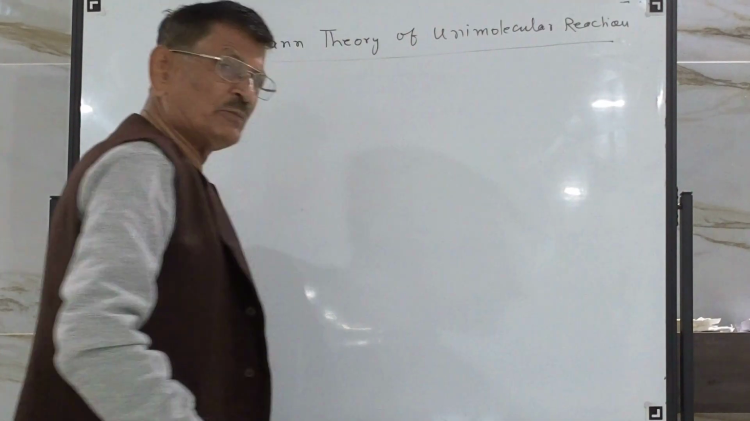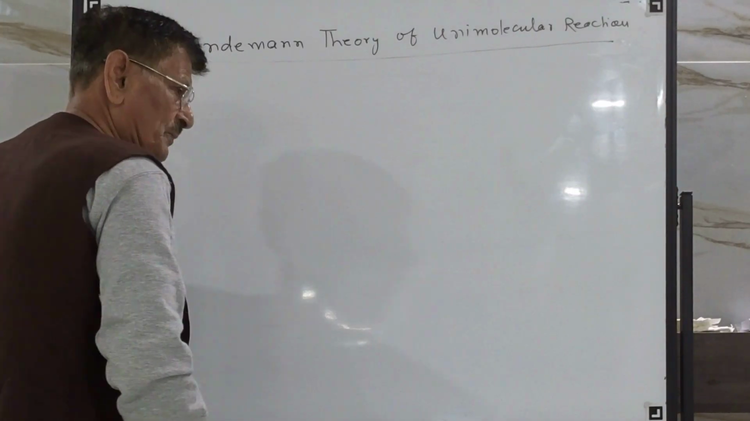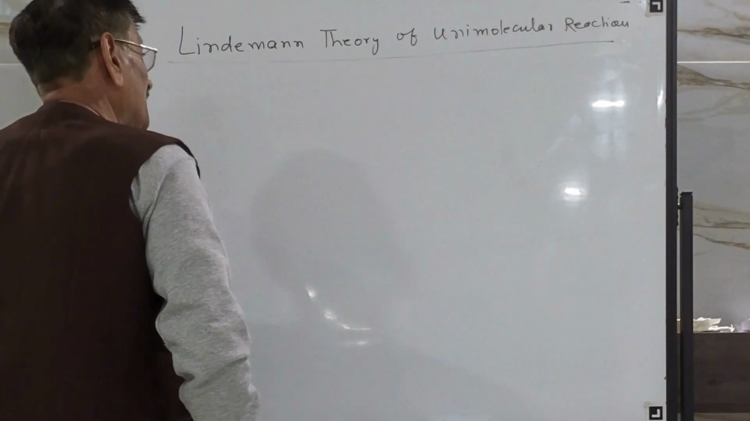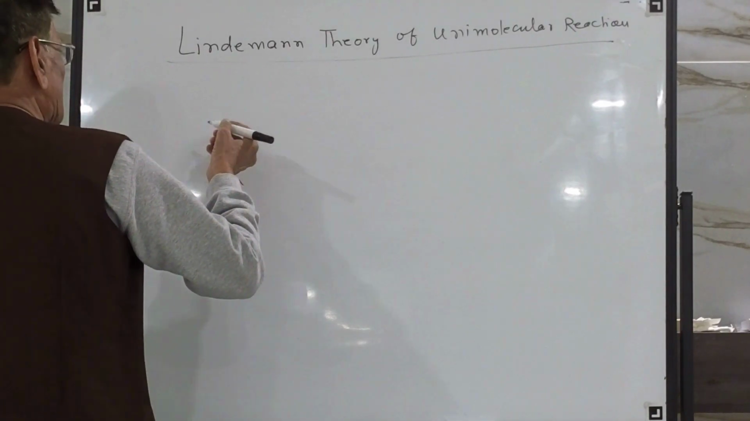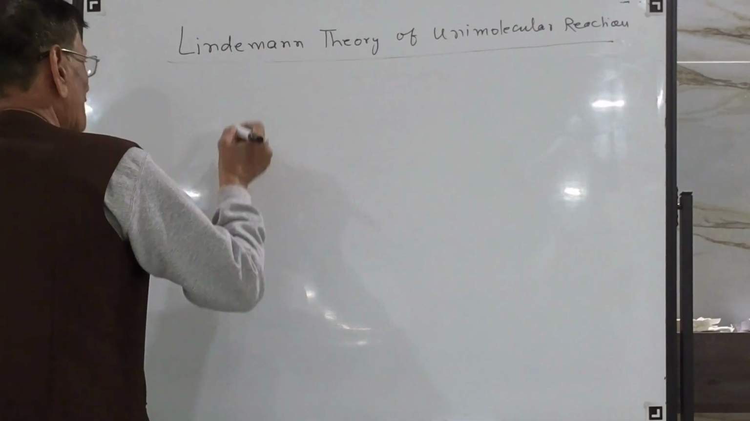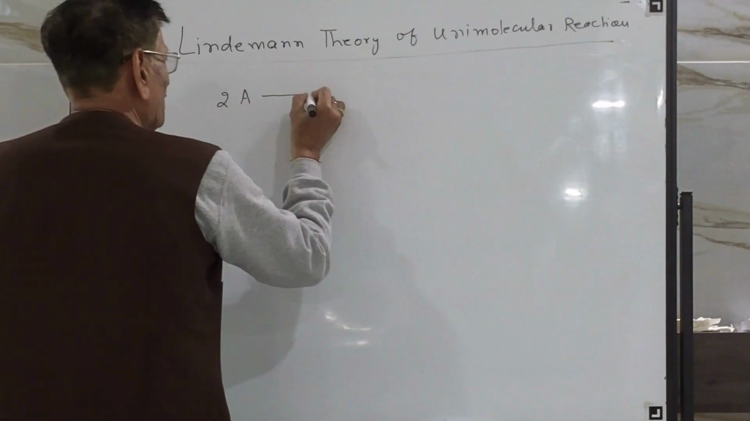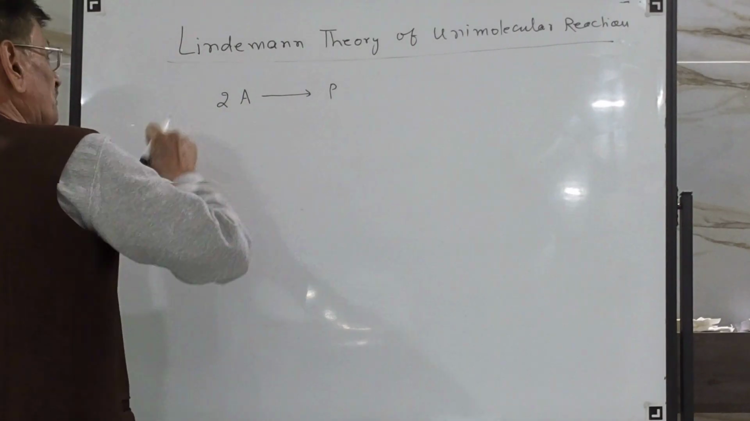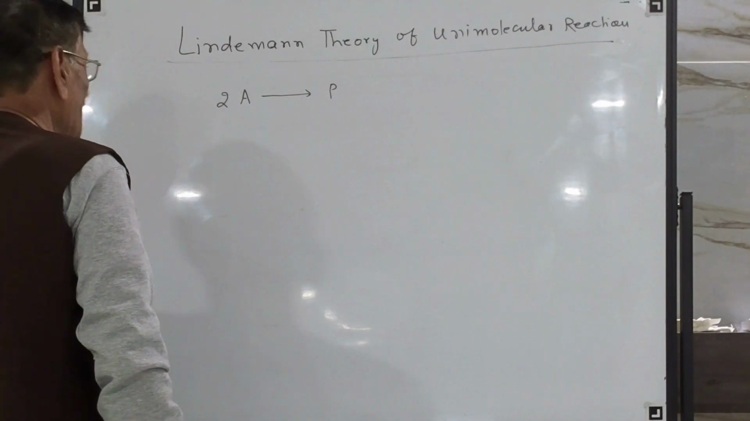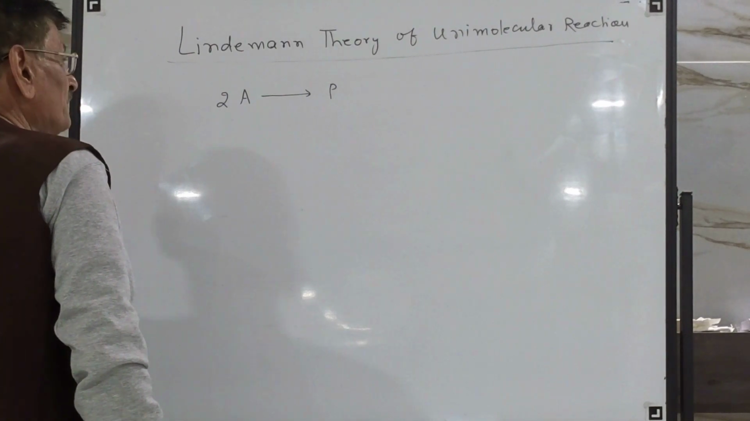We know that a chemical reaction takes place by collision between the reactant molecules. In a bimolecular reaction, where two molecules are reacting, there is a collision between two molecules. For example, suppose we have an elementary reaction of this type, 2A gives product. Here, two molecules of A are colliding with one another, and as a result of this collision, bond breaking takes place.